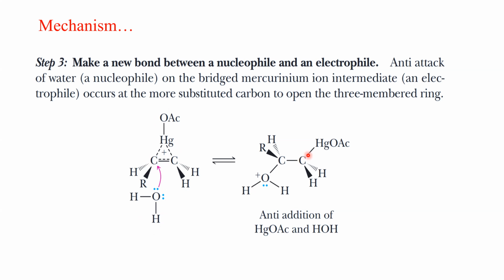Now this addition is basically an anti-addition. Why is it called anti-addition? Because this water molecule attaches from one side, and the mercuric acetate has attached to the opposite side. So they are trans to each other, opposite to each other. That's why this is called anti-addition of mercuric acetate and water molecule.